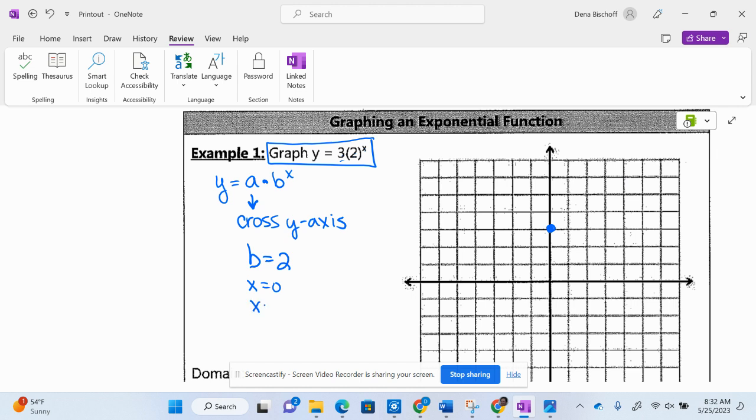But if x equals 1, I have 2 to the first power, which is 2. So I'm taking this and multiplying it by 2. So when x is 1, I'm at 6. Y equals 6. When x equals 2, well, 2 squared is 4. Y equals 12. Do you see what we're doing to our value each time?